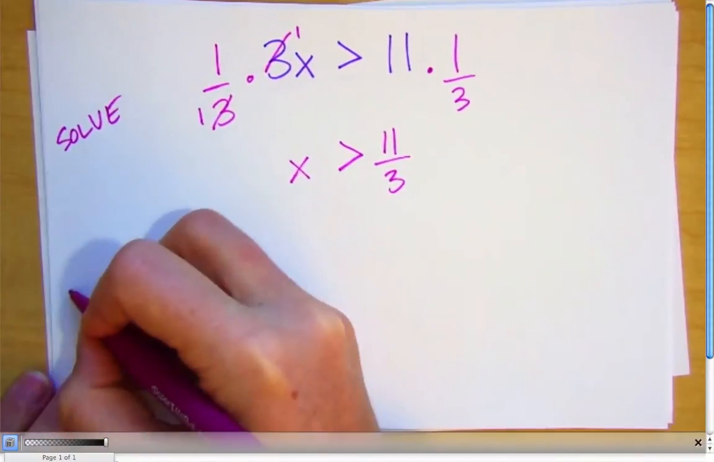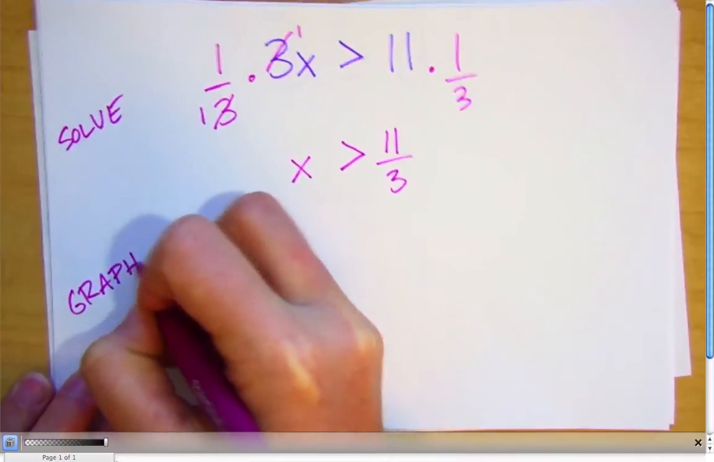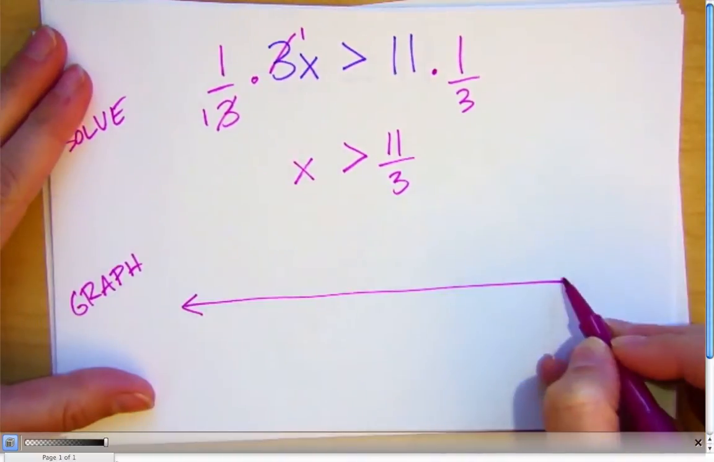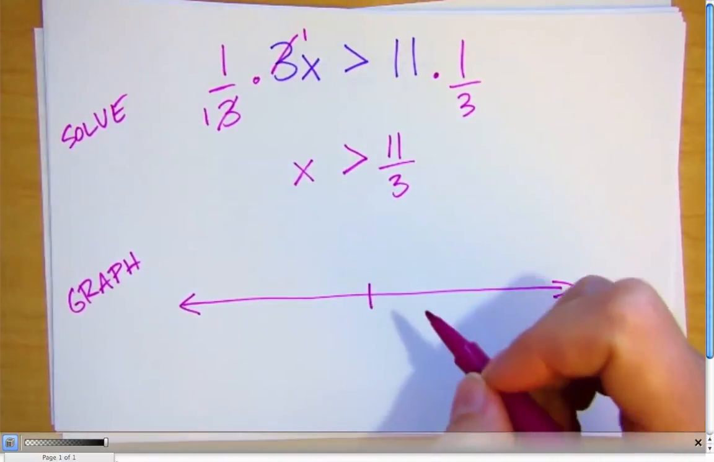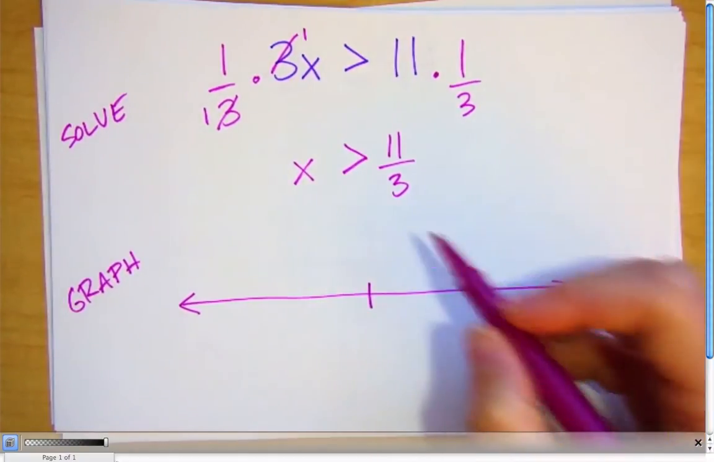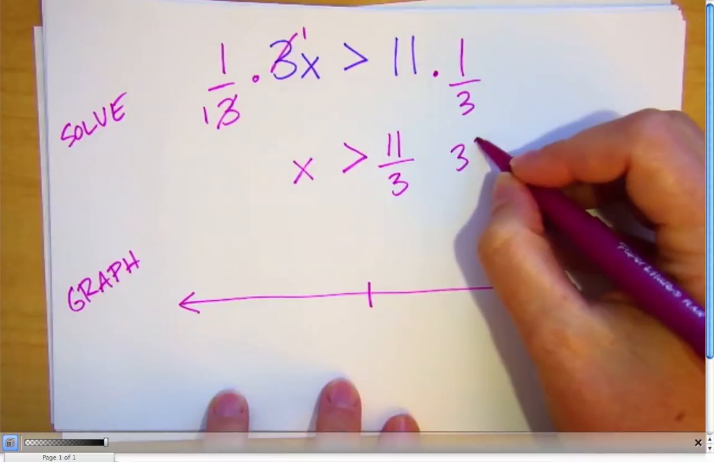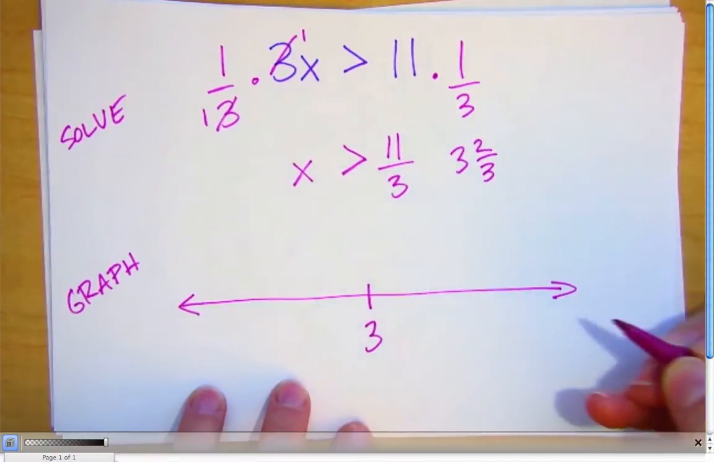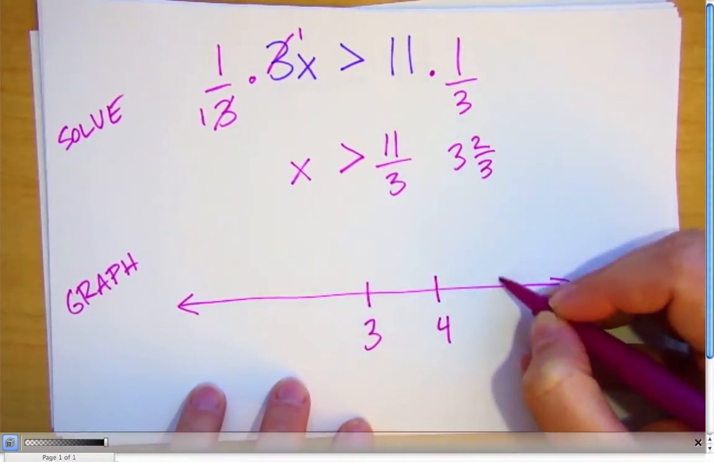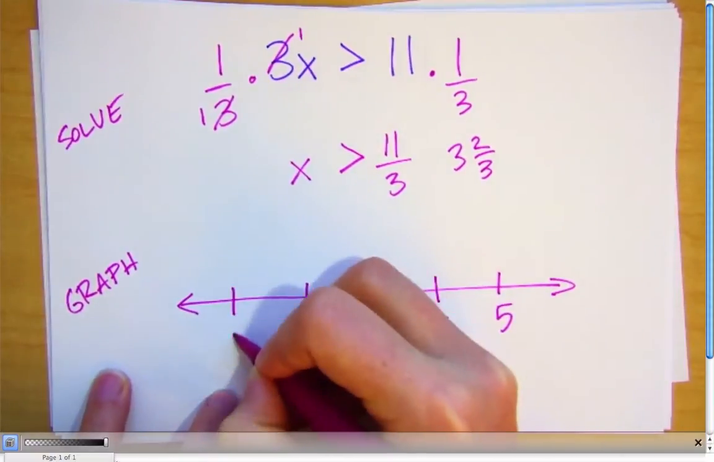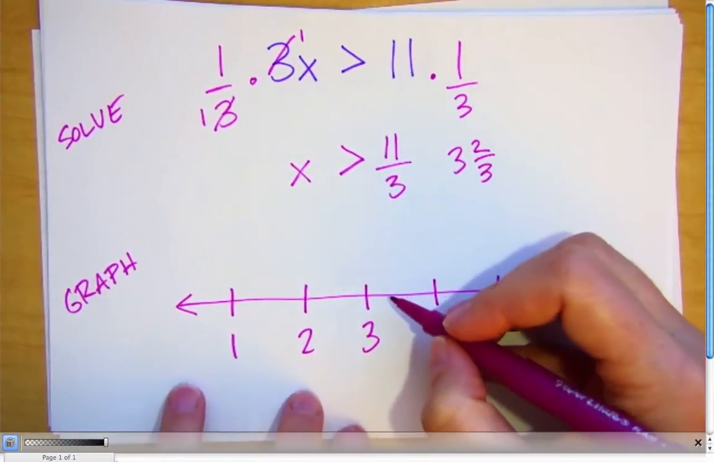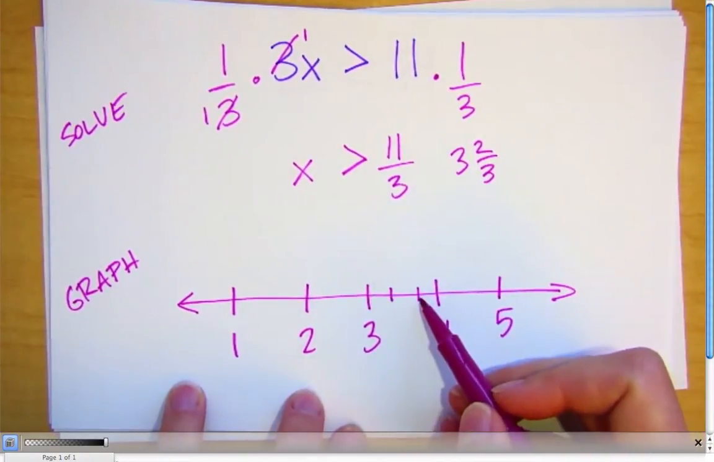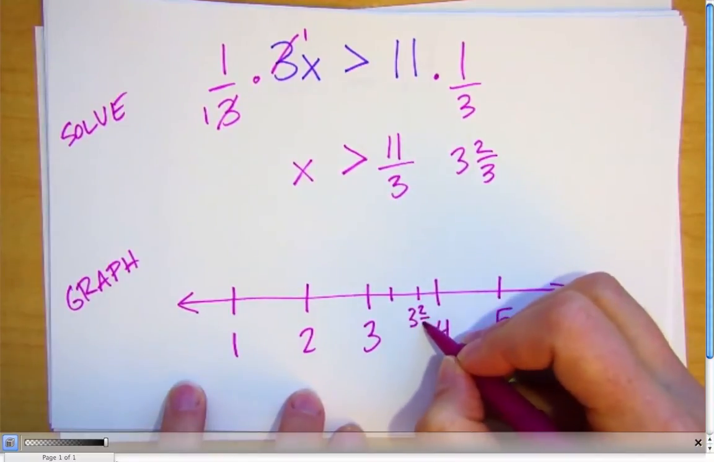And now I want to graph. Since I'm using a number line, something that might help me in this case is to maybe turn this to a mixed number. It's up to you. Because if I have my graph, what is 11/3? It's good to understand what that is. That's the same thing as 3 2/3, right? So if I have the number 3, and then over here I have the number 4 and 5, down here 2 and 1. Where is 3 2/3? I'd have to split this up into thirds. There'd be 1/3, 2/3. So right there is my 3 2/3.